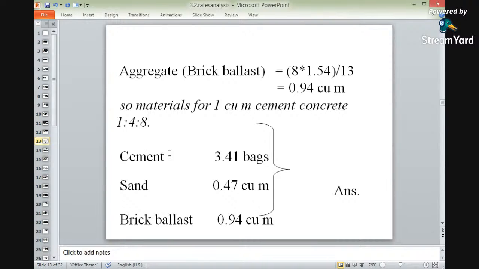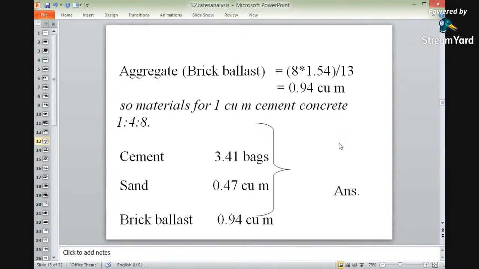How many cement bags do we require? 3.41 bags are required. How much sand is required in this case? 0.47 cubic meters of sand is required. What about the brick ballast? The brick ballast in this case we require is 0.94 cubic meters.